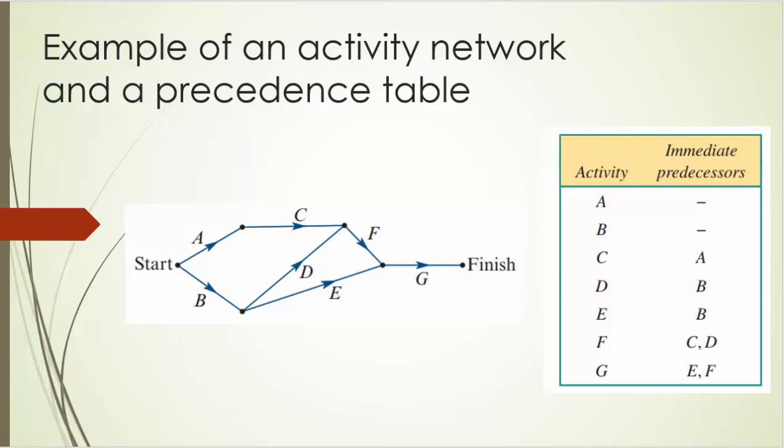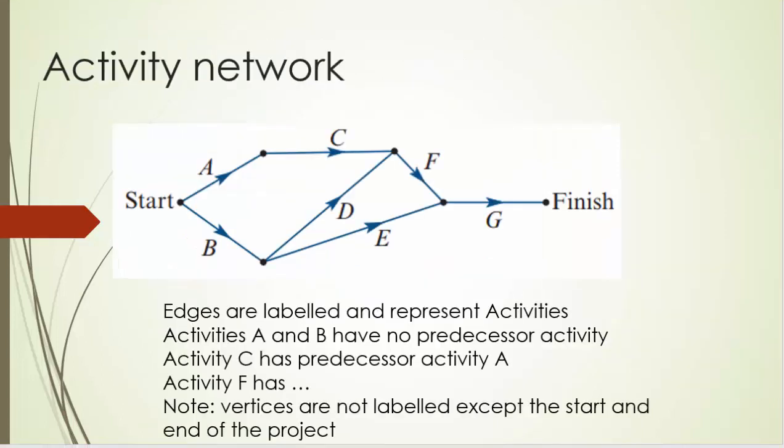There are 7 activities on the diagram on the left, and with the arrows that implies that activities A and B start, and then C can't start until A is finished, D and E can't start until B is finished, and so on. More formally, edges are labelled and represent activities. Activity F, would you be able to say what its predecessors are? Activity F predecessors C and D. And note vertices are not labelled except the start and the end.